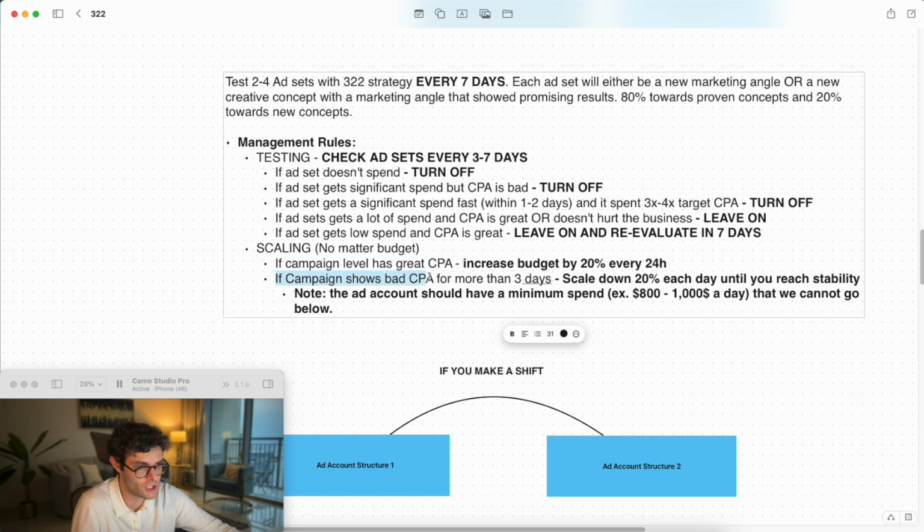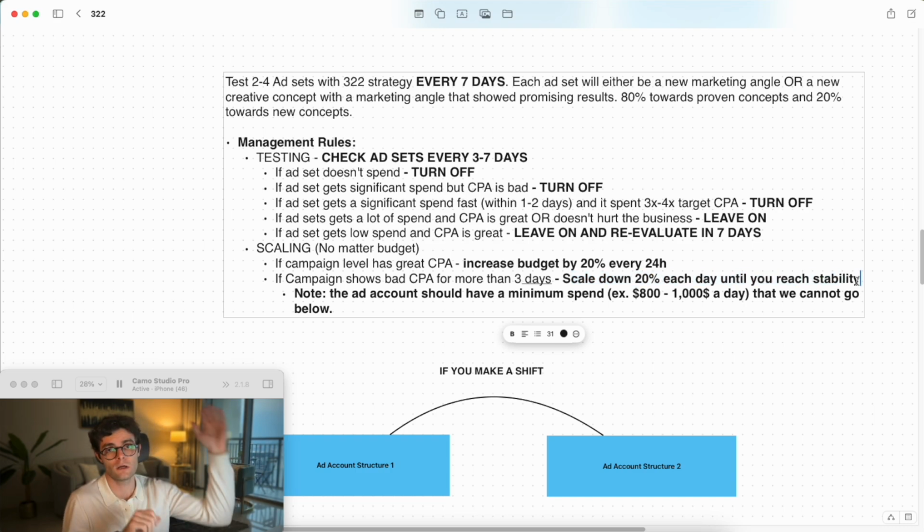If the campaign shows bad cost per acquisition for 3 days, meaning at the third day you see a bad ROI for the third day in a row, then turn it off, because 1 day is not enough. It could just be a bad day. Second day could just be unlucky, but if it's the third day, it's like the rule of thumb, 1, 2, 3, you're out, right? So if you still see bad ROI after 3 days, you can scale down by 20% each day until you reach stability again.